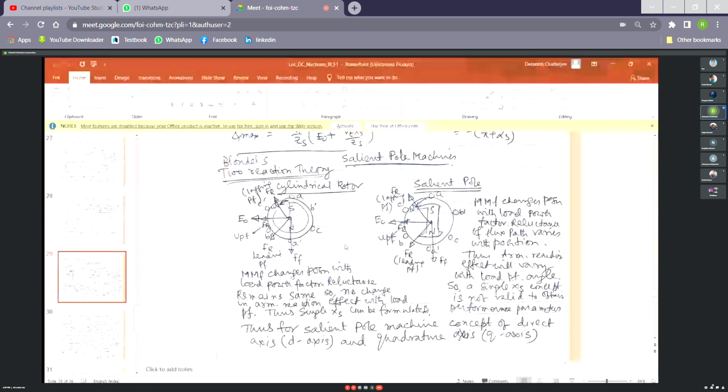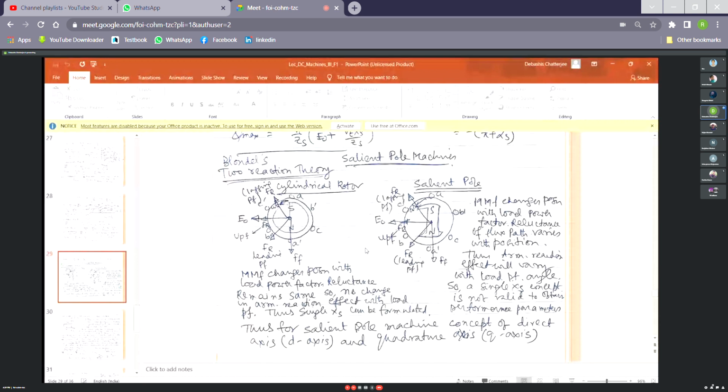Like here in this slide, I have shown the cross section of both the machines, that is a cylindrical rotor and salient pole machine. Can you hear me now? Clear? What is it? Can you hear? Yes yes sir. Okay, okay. All right, all right.